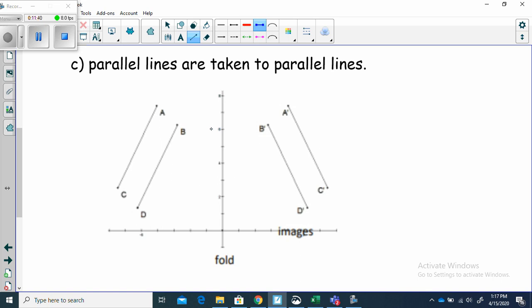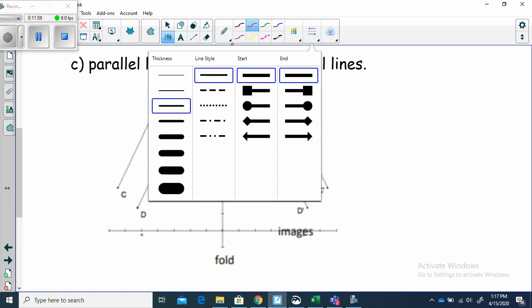Line segment BD is the same length as line segment B prime, D prime. They're congruent. Line segment AC is the same length as line segment A prime, C prime. They're congruent. These are our pre-images because they're the ones we start with.